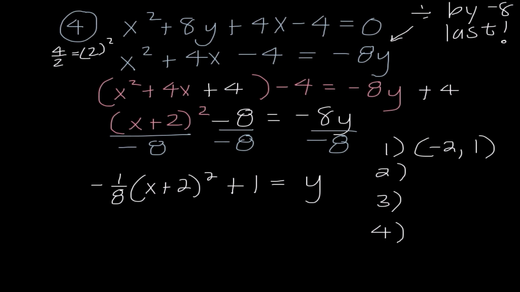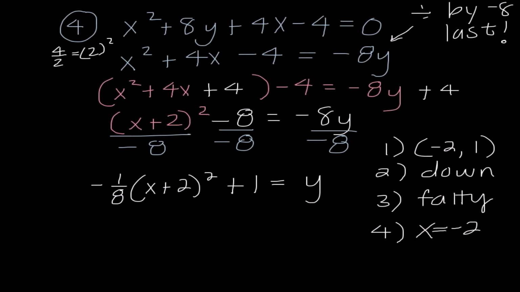Now I need to figure out whether it goes up and down, because the y-axis is up and down. My a value is negative 1/8, which is negative, so it's going down. Negative 1/8 is also a fatty fraction, so I'm going to say it is fatty. And our line of symmetry is going to be based on x, because that's inside our parentheses, so it's going to be x equals negative 2.